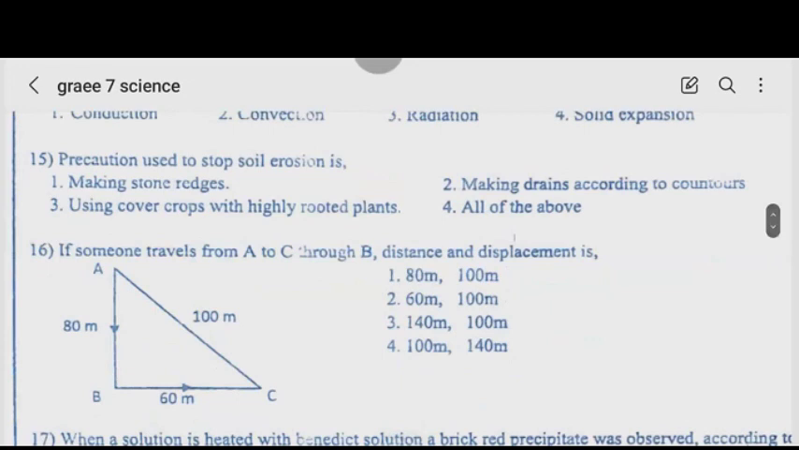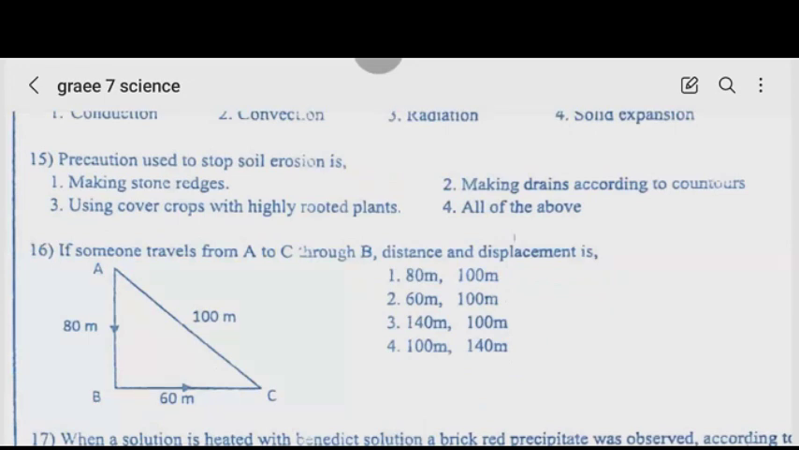Soil erosion means what? Soil is going to wash off from where it was. To prevent the soil erosion, to prevent the soil wash off, you can do what? Stone ridges, you can have crops with high roots, then the roots will hold the soil, then the soil will not go anywhere. So all of the above can be done to prevent soil erosion. Is it clear, children?